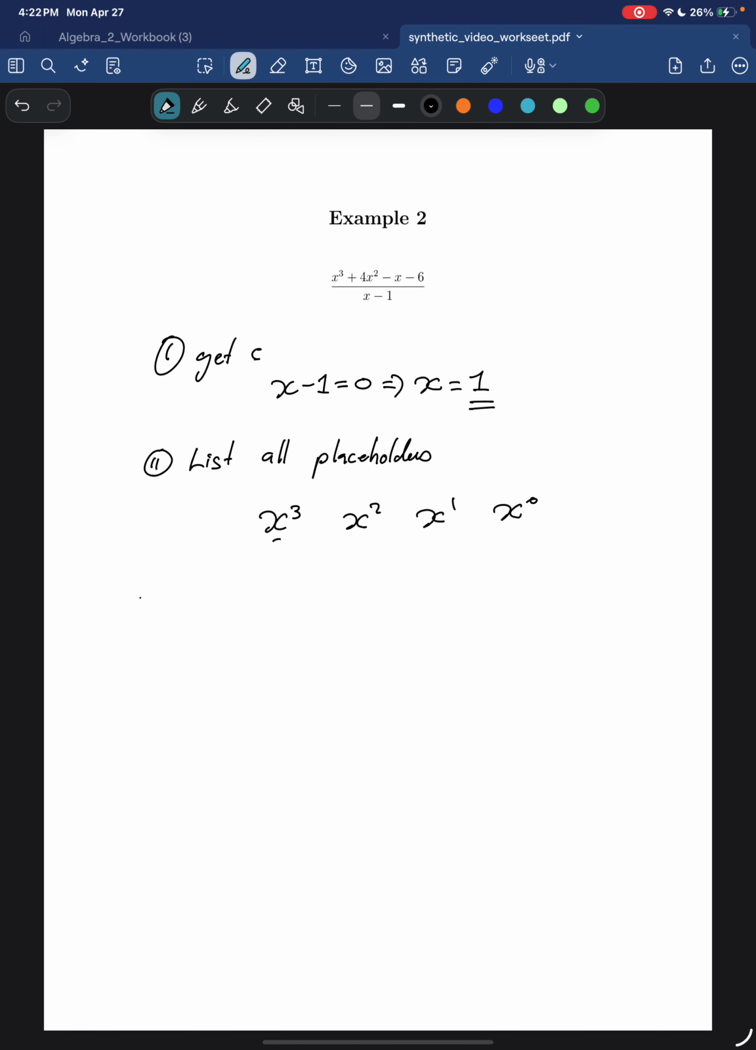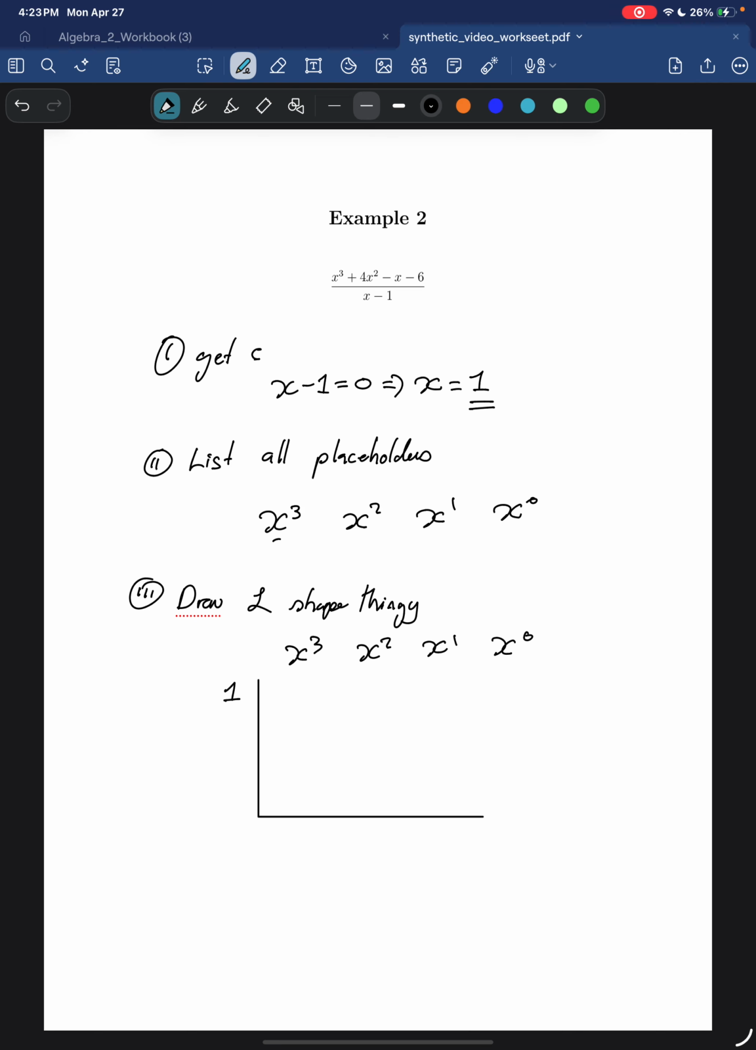And then step 3 would be to draw an L-shape thing, which I will look for the name of. I don't really know what it is, but anyway. With your code, you draw it with your placeholders. And then our C is just 1. Put your C where it normally belongs. And then at this step, you assign the coefficients that go with these particular terms.